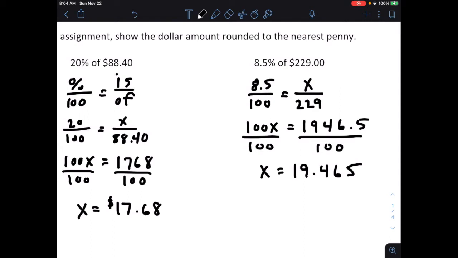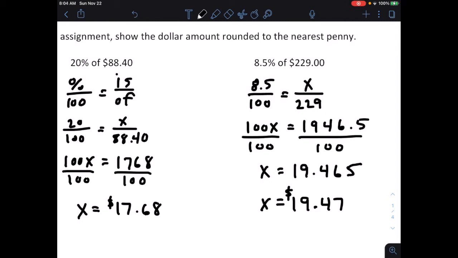And that's not the way we write money, because with money we always have 2 numbers to the right of the decimal to represent the cents, right? And so since this is a 5, that means we're going to round the 6 up to a 7. So x is actually 19.47. And this happens all the time in stores and restaurants and places like that.